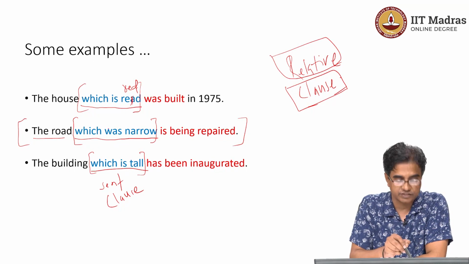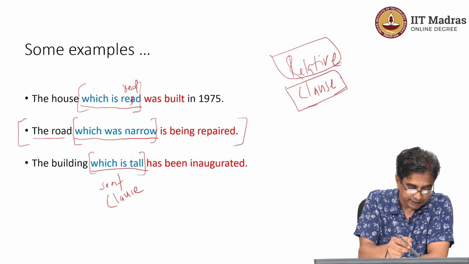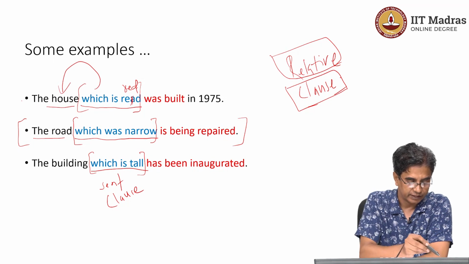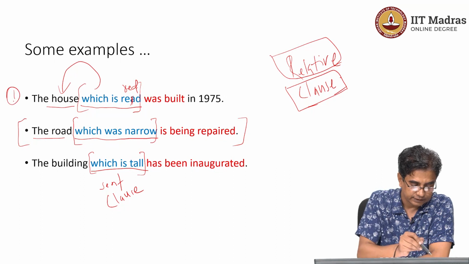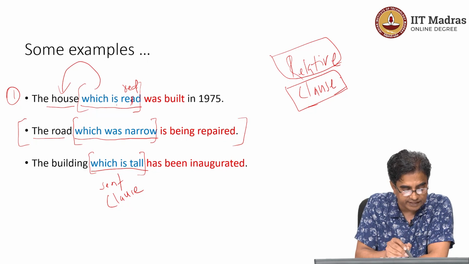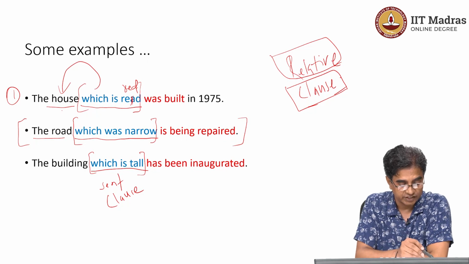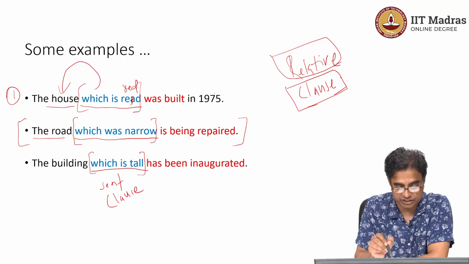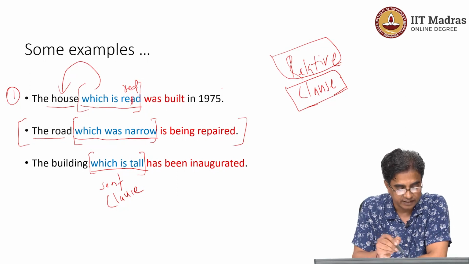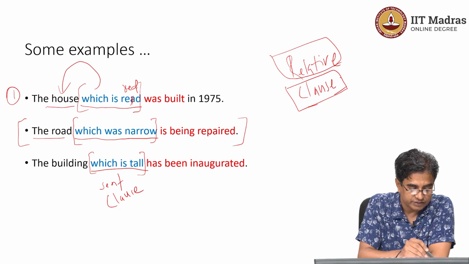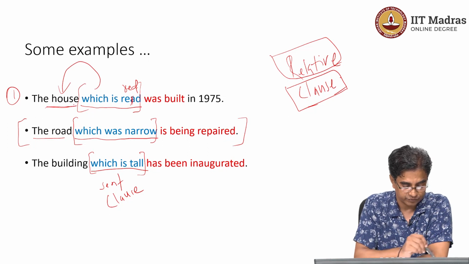Each one of these clauses is saying something, adding some additional information about a particular noun. In one, this clause in blue is giving us information about the house. The house was built in 1975. So, when we say the house which is red was built in 1975, it's giving us information about the color of that house. So, it's giving us information about this noun.